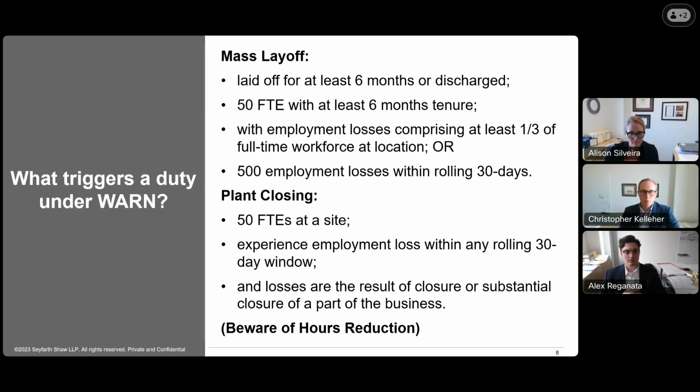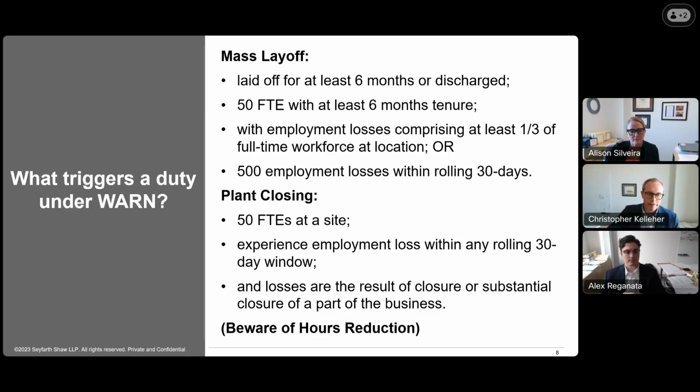So again, when we're talking about mass layoffs and plant closings, this doesn't count employees who have worked less than 6 months in the last 12 months, or employees who are not full-time, meaning they work an average of less than 20 hours a week. So to recap in terms of plant closing, even if there's no mass layoff, a plant closing under WARN occurs if at least 50 full-time employees at a site experience an employment loss within any rolling 30-day period, and those losses are the result of closure or substantial closure of the site, a building on site, or one or more of the departments. So you can't necessarily avoid liability here by maintaining a skeleton crew, for instance.